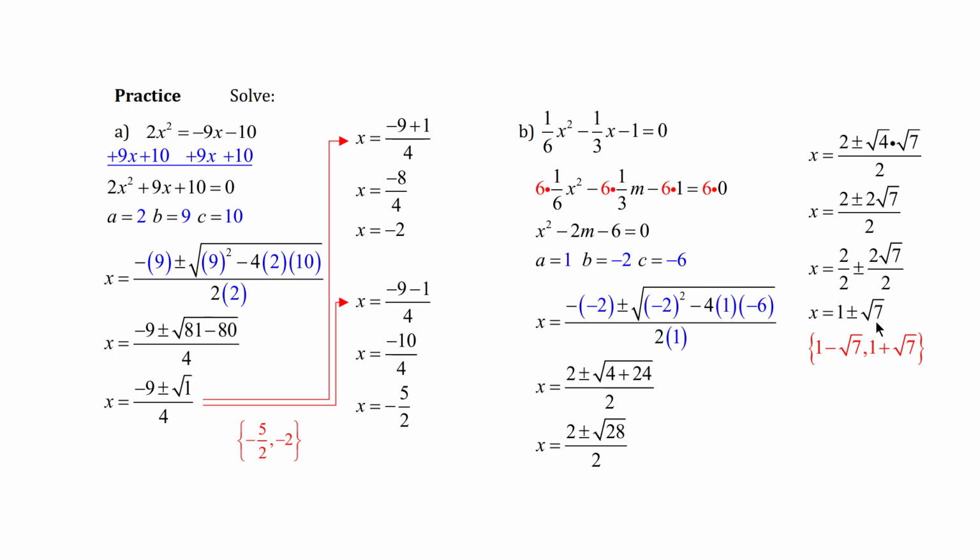Next, we write our final answer in set notation. So I have a set of curly brackets, and 1 minus root 7, comma, 1 plus root 7 on the inside.